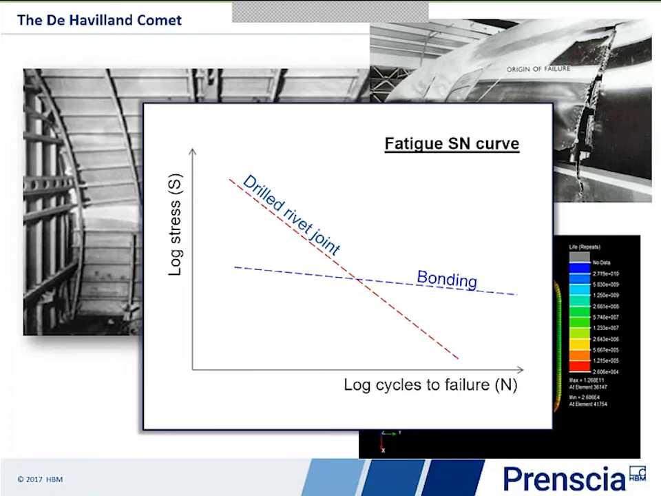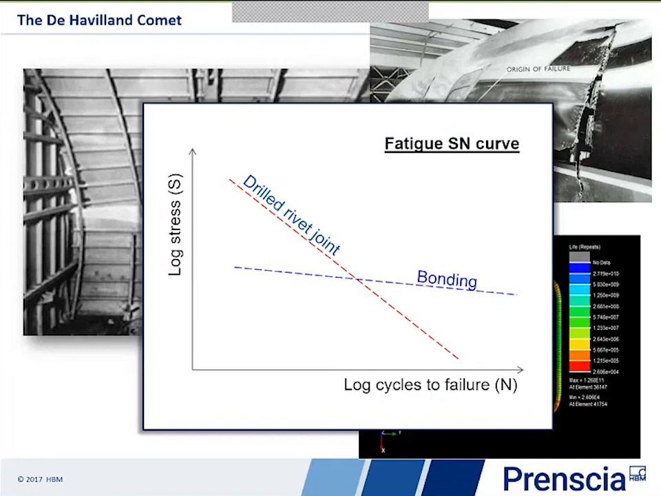The original aircraft was designed to have Redux bonding and drilled riveted construction around the windows. But the actual production used punched rivets with no bonding around the windows because it was too difficult to get the detail in. And this ultimately led to the failure.